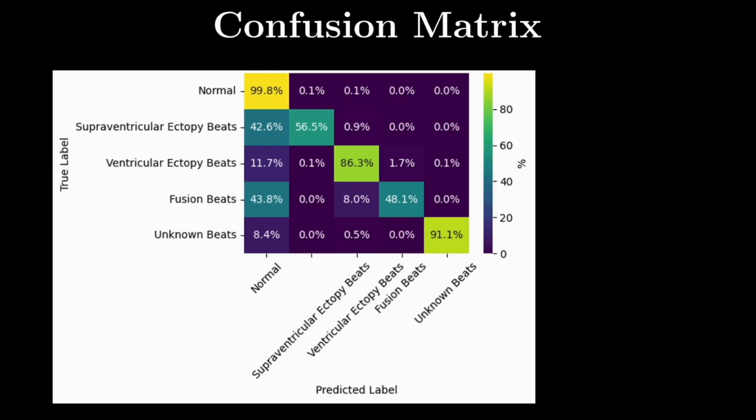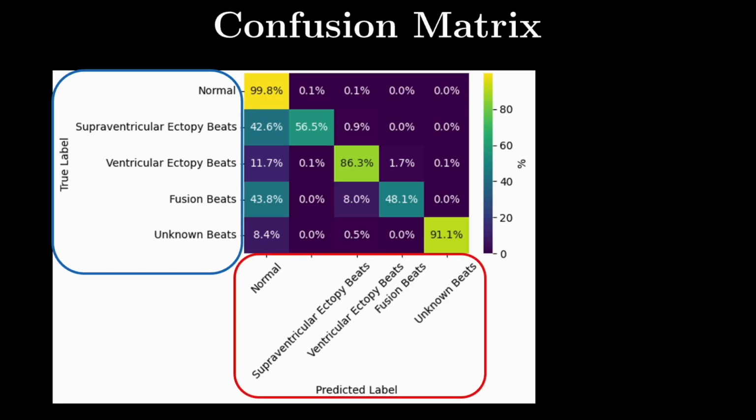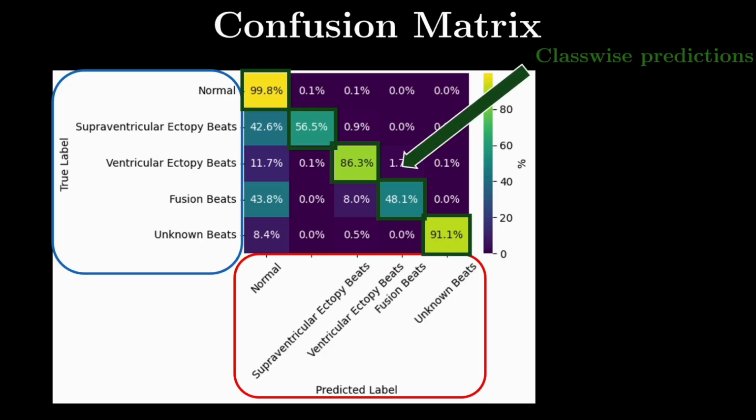To evaluate the performance of our machine learning models, we first introduce the confusion matrix. This is a square table where each row represents the true class and each column represents the predicted class. The values along the diagonal of the matrix represent the number of correct predictions for each class. For example, how many normal heartbeats were correctly identified as normal. With the confusion matrix, we can define two more metrics to evaluate model efficiency.